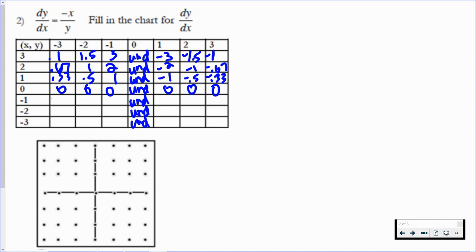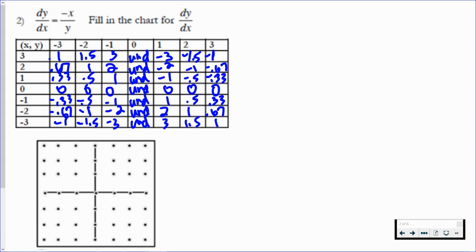When x is -1, we have -1/3, so -0.33, -0.5, -1, and then the opposite signs. So we have quite a bit of symmetry going on here. Then when x is -2, we have -2/3, so -0.67, -1, -2. On the other side, we have the positives. Okay, when x is -3, we have -1, -1.5, -3, and then the opposite signs.